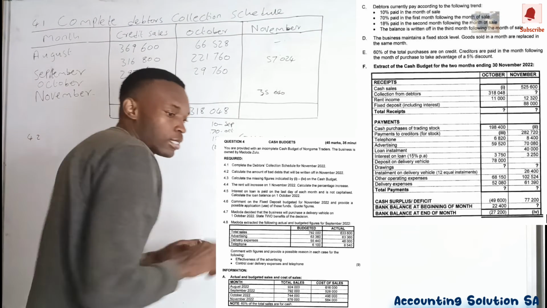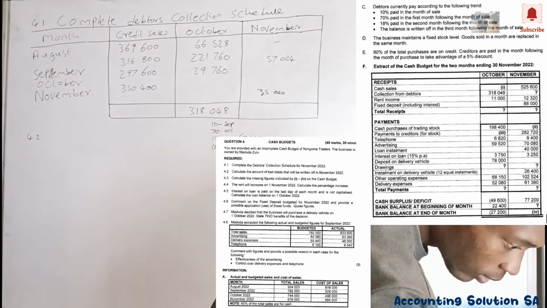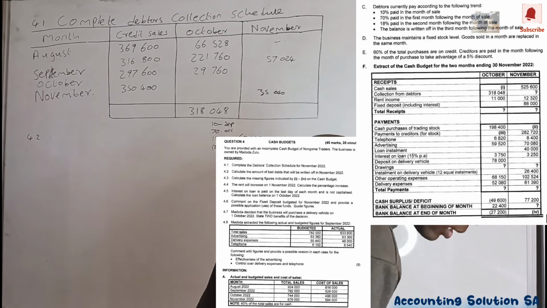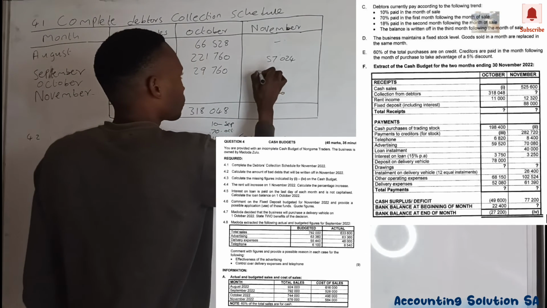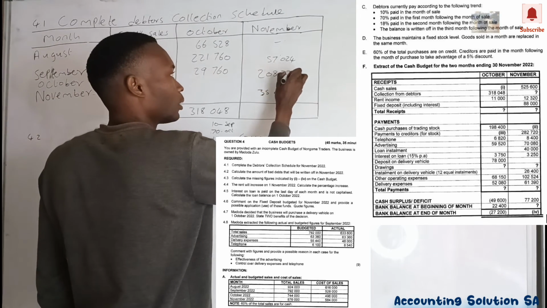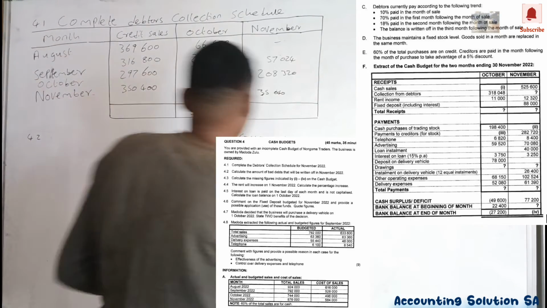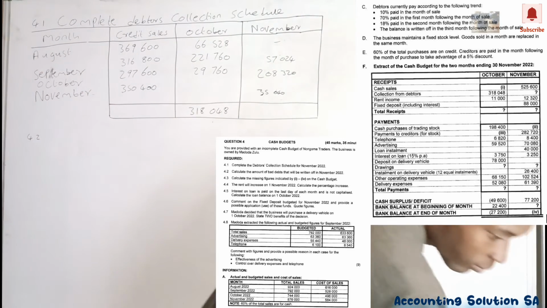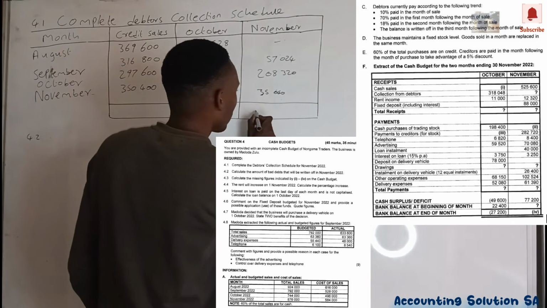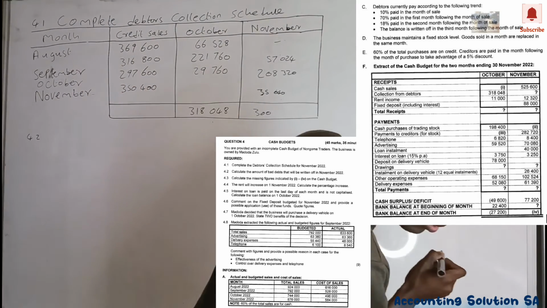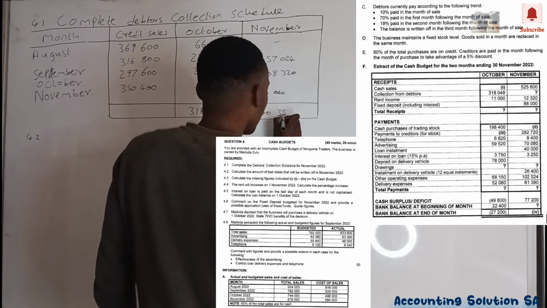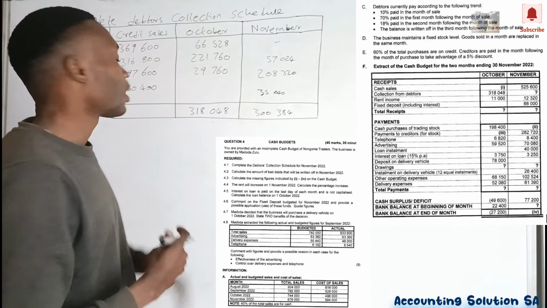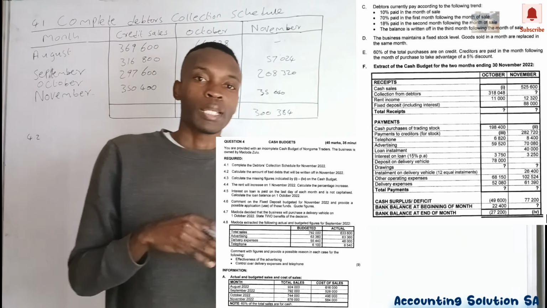If you calculate this, it's going to give you 208,320. Very simple. After that, you have to calculate the total. You have to add everything, and it's going to give you 380,4. Very simple. So this is how you should complete your debtors collection schedule.